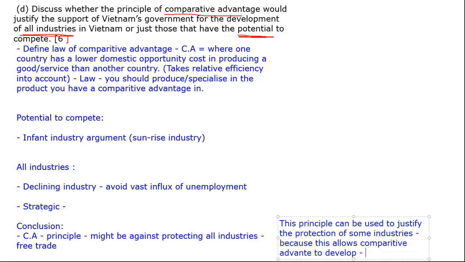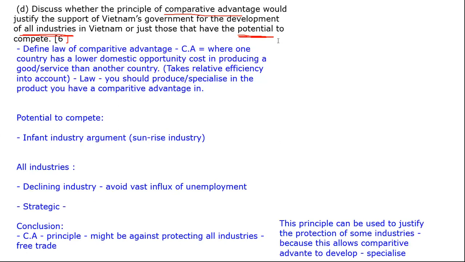so that the country can in the long run maybe specialize in it and produce that more, because the principle of comparative advantage, I think, was the Heckscher-Ohlin model, recent economic model, is that you should just produce what you have a comparative advantage in. But if protectionism helps you develop that comparative advantage and eventually produce in what you have a comparative advantage in, it could be argued that you are consistent with the law of comparative advantage.